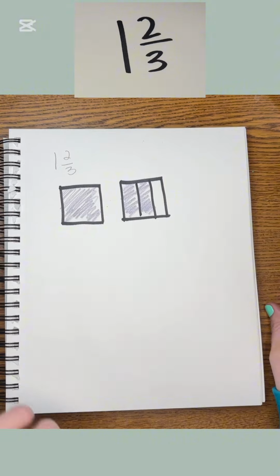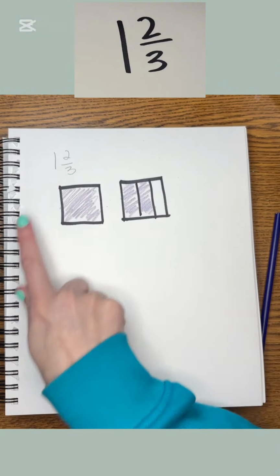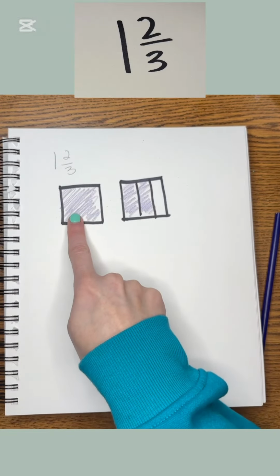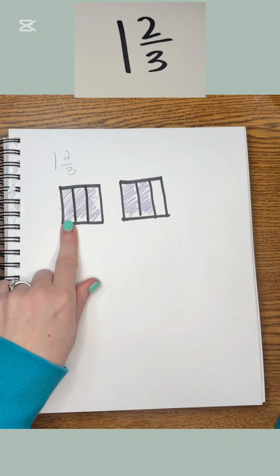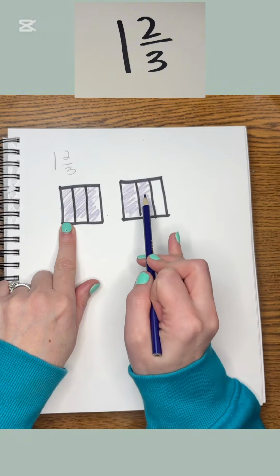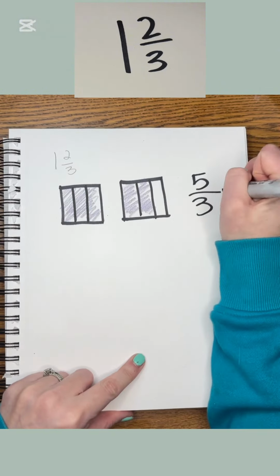Now, what I tell my students is that we are in thirds world. You always look at the denominator. So everything in this problem needs to be a third. So I'm going to break this whole up into thirds as well. Now we just count how many thirds we have. 1, 2, 3, 4, 5. 5 thirds. That's one way.